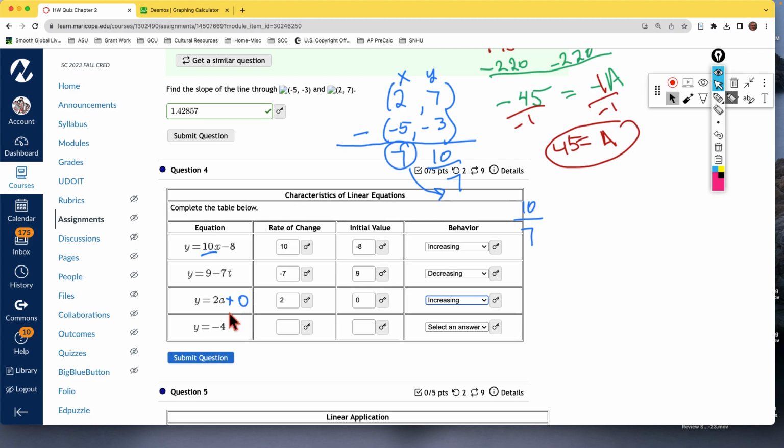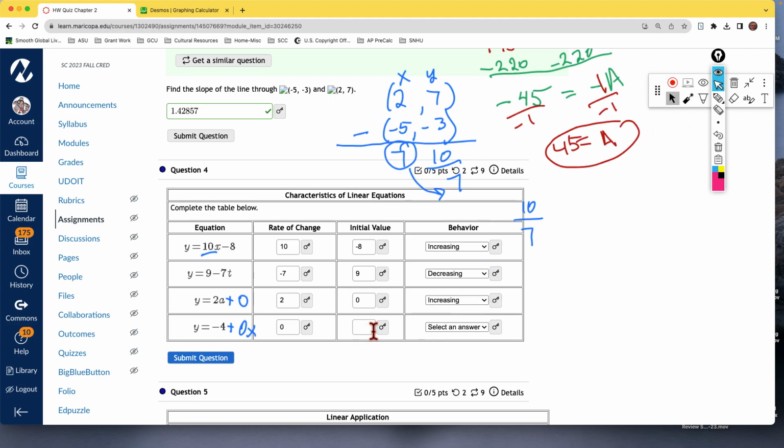And then this last one, there is no variable. There's no x. So what is the rate of change? Very good. So that one's a 0 because it actually is there. It's just invisible. It's like plus 0x. Okay, so that's what a slope of 0 looks like.